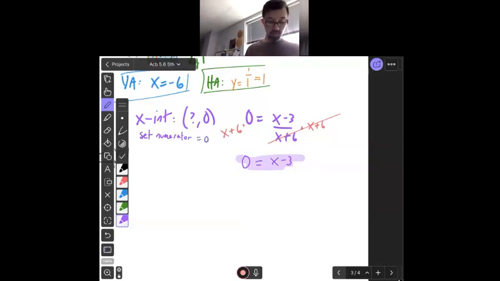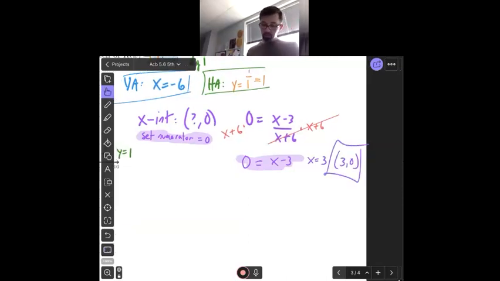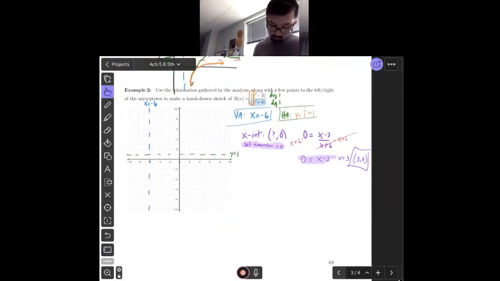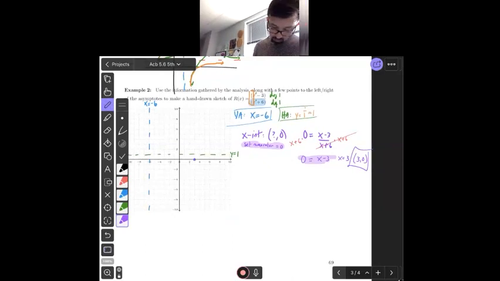That's how you find x-intercepts, okay? So of course, x equals 3 here. So our x-intercept is at (3, 0), okay? So I'm going to go ahead and plot that point. There's that x-intercept.